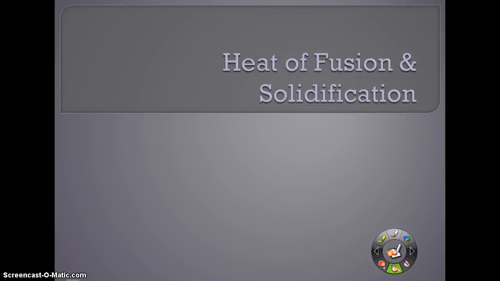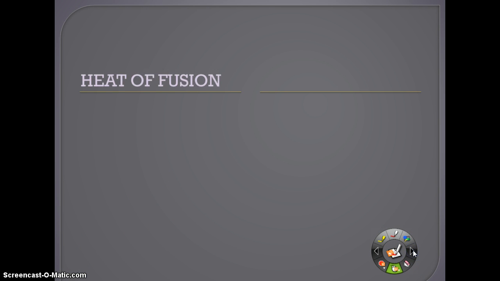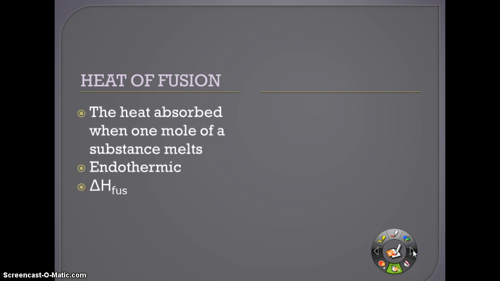Okay, continuing with our thermochemistry, this lesson is going to be on heats of fusion, solidification, vaporization, and condensation. We're going to start with fusion and solidification. Heat of fusion. Fusion is melting. So when 1 mole of a substance absorbs heat, then that substance is going to melt. It's going to be endothermic, and we're going to note it with delta H. So heat of, and then a subscript fusion.